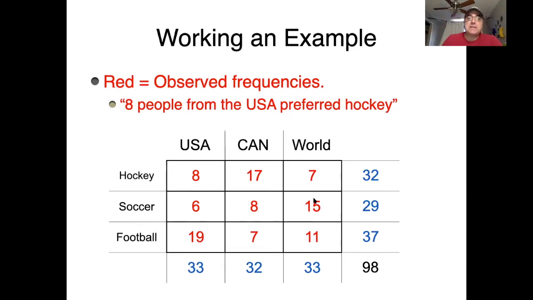So what this means is that I asked 98 people for my study, and 11 of those people were from elsewhere in the world and they liked football. 17 of those people were Canadians who liked hockey. All right, so those are the red. That is your raw data. That's what you've actually written down, ticked down in your book when you're collecting data.